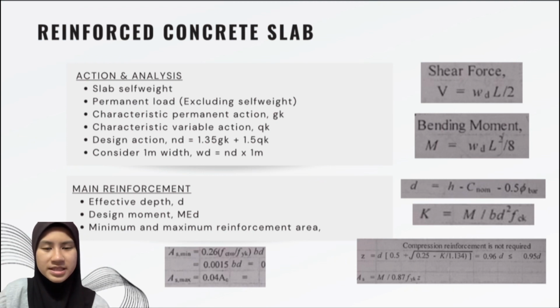Permanent load excluding self-weight for characteristic permanent action Gk and characteristic variable action Qk. The design action nd formula is 1.35 Gk plus 1.5 Qk. Consider 1 meter width, wd equals nd times 1 meter. The main reinforcement effective depth d, design moment MEd, minimum and maximum reinforcement area are calculated then.